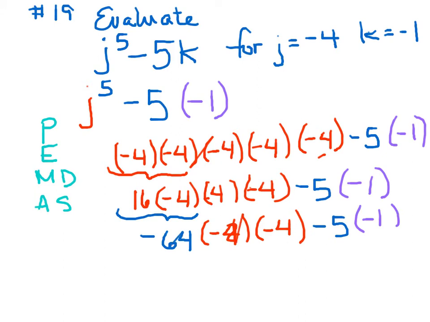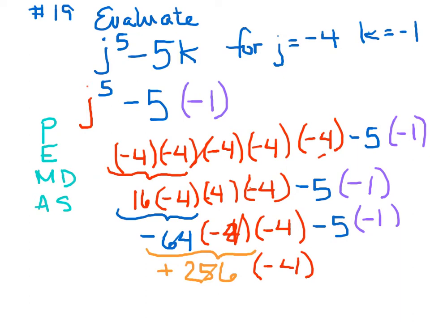So I'm going to do the next group here. So I have negative 64 times negative 4. That's going to give me a positive number because they're both the same sign. One's negative and one's negative. Therefore, I'm going to get a positive answer this time. And 64 times 4 is 256. Oh my goodness. And that's still times a negative 4.